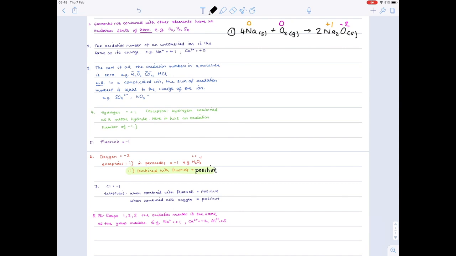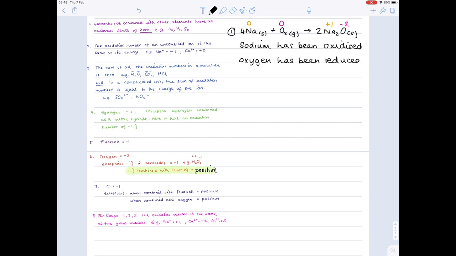Now let's have a look at what's happened with the numbers. Sodium has gone from 0 to +1, which means that it has lost electrons in order to become positive. And because it's lost electrons, according to OIL RIG, we know that sodium has therefore been oxidized. Oxygen has gone from 0 to -2, which means it's gained electrons, so it has been reduced.